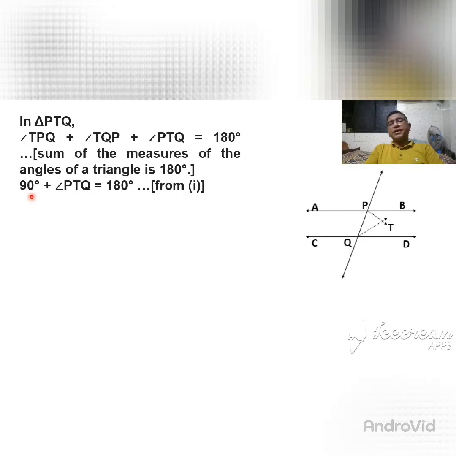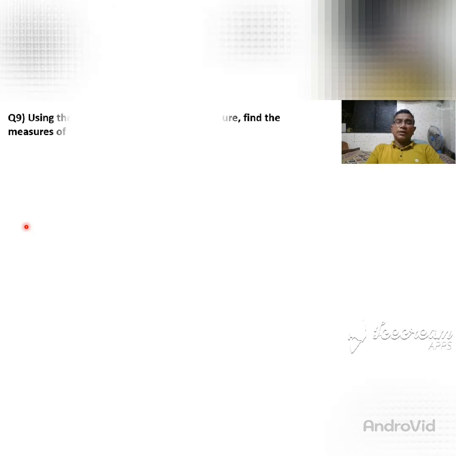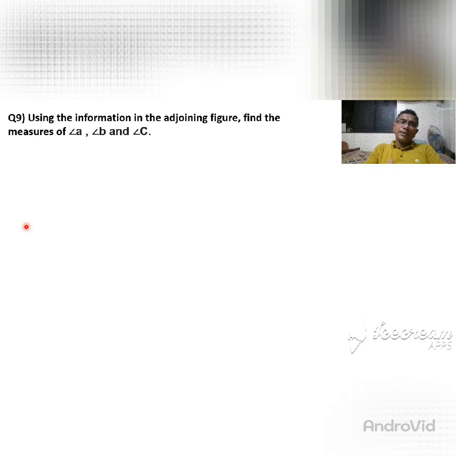So this is 90 degrees, go across: minus, 180 minus 90. So angle PTQ is equal to 180 degrees minus 90 degrees. 180 degrees minus 90 degrees, what remains? 90 degrees. So angle PTQ is equal to 90 degrees. In such a way we have proved that. I hope that you understand, my students.